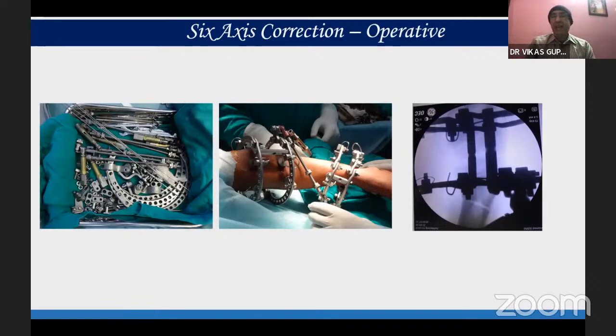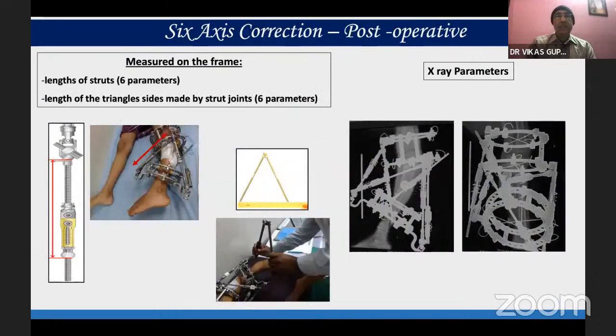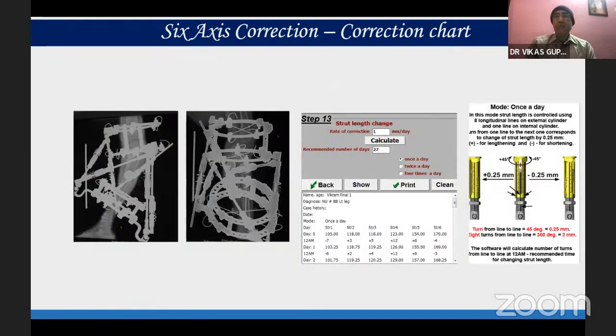And it's connected by these 6 struts. And in the SUV, you measure the length of the struts and the length of the triangles which these struts make. And you put in all the 6 diameters, then the X-ray parameters, which I think if you have done the SUV course, you will know. And once you enter them, you go through various steps. The software takes you to the various steps once you have done the previous step. And at step 13, you get the chart like this. And in the SUV, there were nuts which showed how much to move.